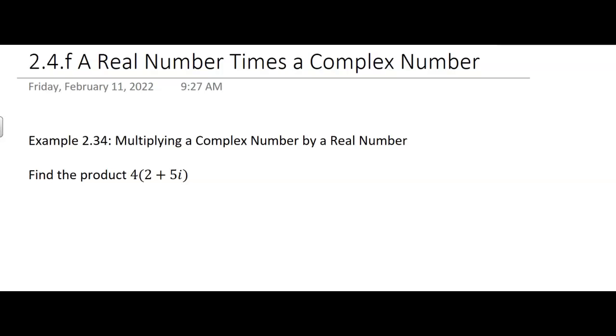Okay, multiplying a complex number by a real number. So we have this real number 4, and we're going to be multiplying it times this complex number, 2 plus 5i. Now remember, all real numbers are complex numbers, but we'll skip over that part. So 4 times 2, we're going to distribute, right? 4 times 2 is 8, and then 4 times 5i is going to be 20i. Okay? That's the answer.